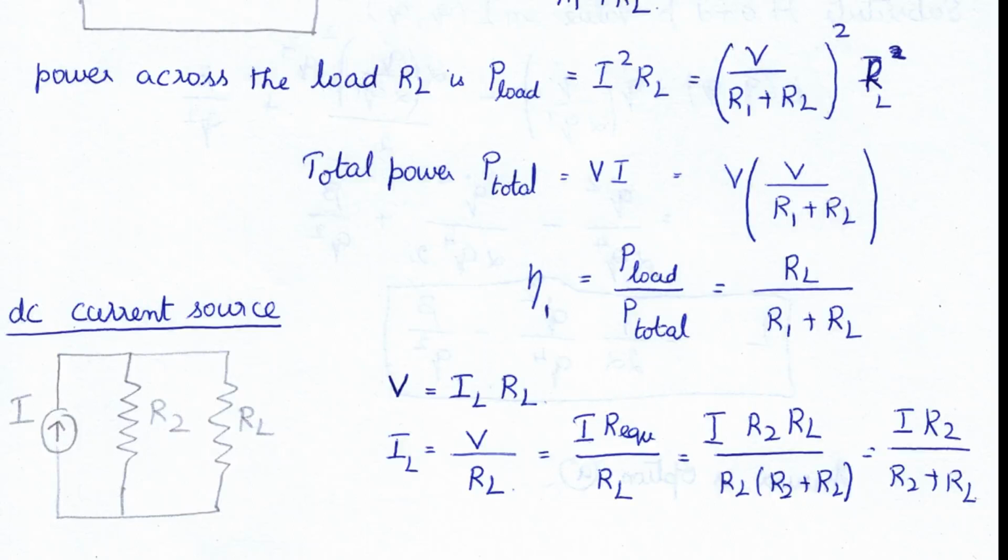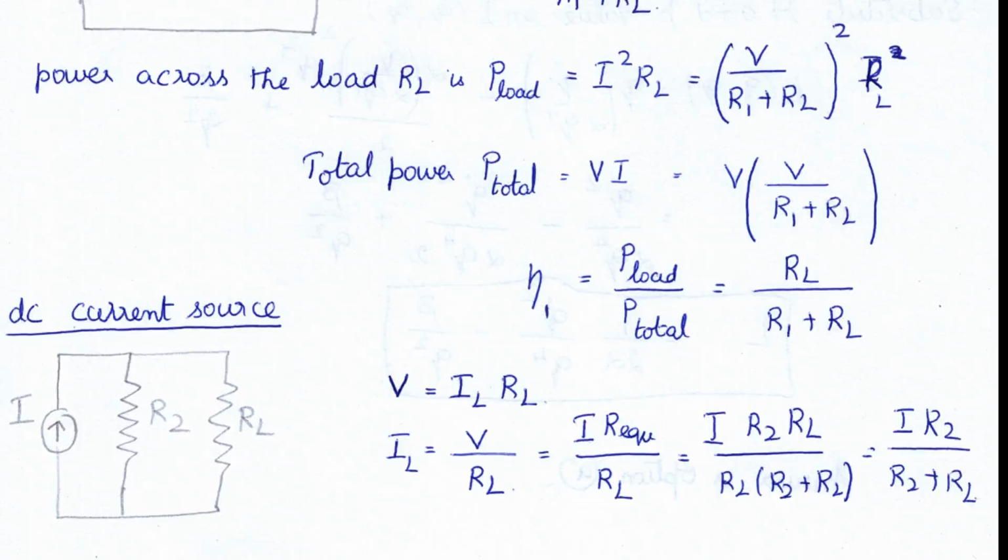Next we will find the power transfer efficiency. We will consider the DC voltage source efficiency as eta 1. Eta 1 is equal to power load divided by power total. By substituting the values of power load and power total, we get RL divided by R1 plus RL. Next we will see the DC current source.